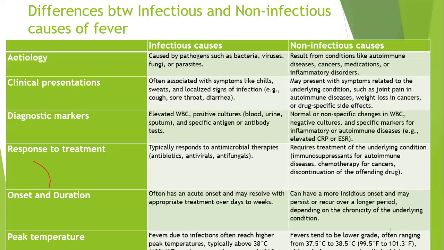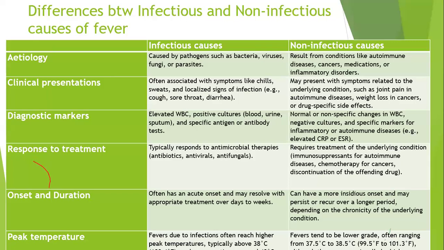In your diagnostic markers, the white blood cell will be raised, positive blood culture, urine culture, or during your serology, you may have specific antigen antibody test. This will point to infectious causes. But when you have normal or non-specific changes in your white blood cell count, negative cultures, negative for specific markers of inflammation, you may be dealing with non-infectious causes.